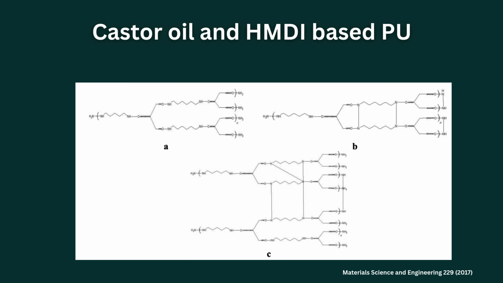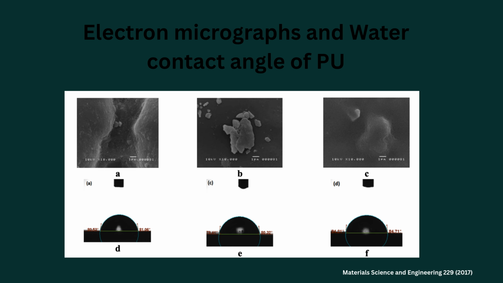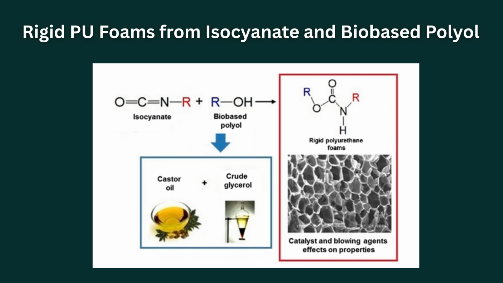Hydrophobic polyurethane films derived from castor oil and hexamethylene diisocyanate have also been developed, with water contact angles around 90 degrees, indicating significant resistance to moisture. The mechanical properties of these films can be tuned by varying the degree of cross-linking, making them potential candidates for biomedical scaffolds.